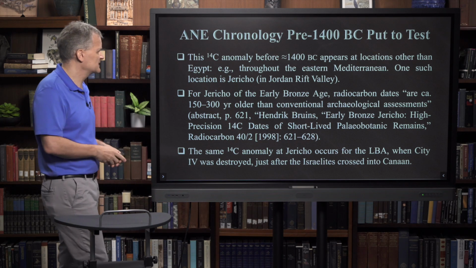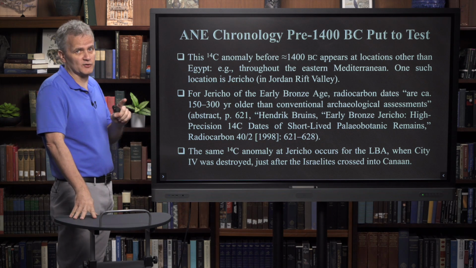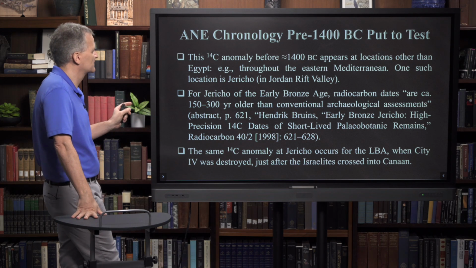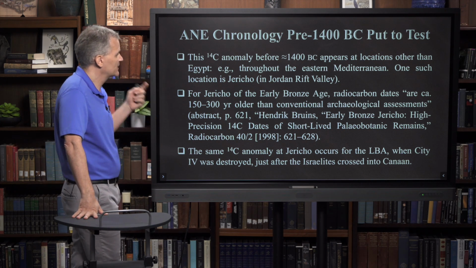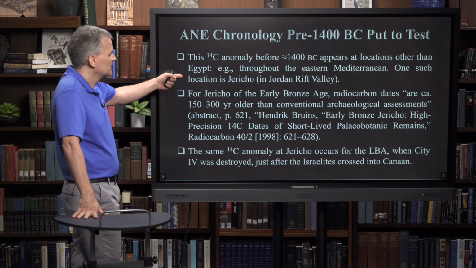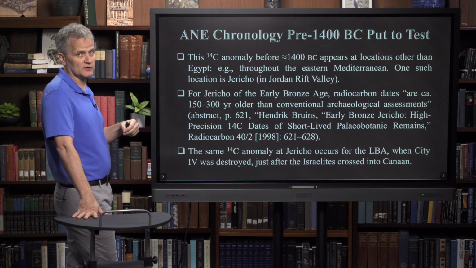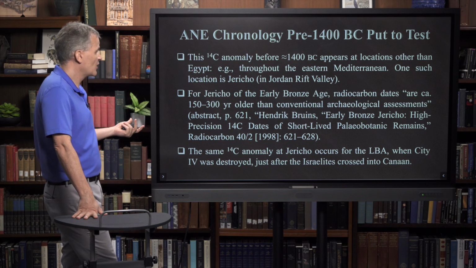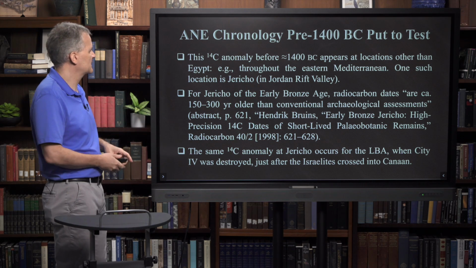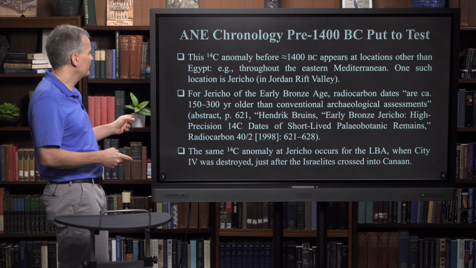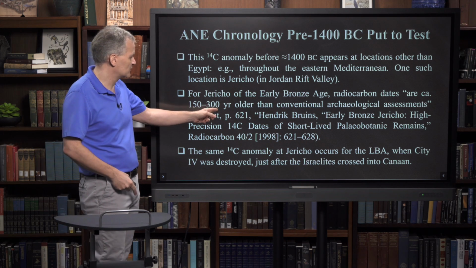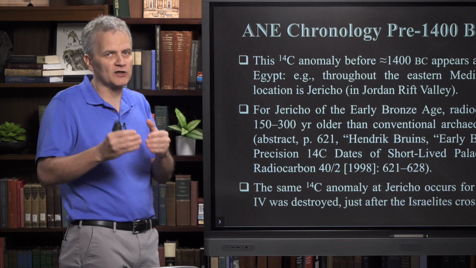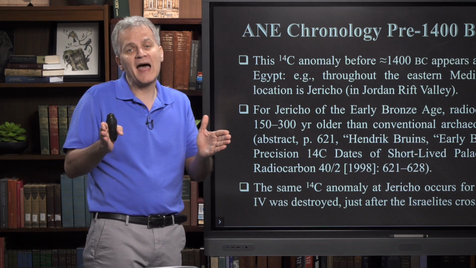So, this carbon-14 anomaly before 1400 BC appears at locations other than Egypt. For example, throughout the eastern Mediterranean. One such location is the site of Jericho that we already looked at in an earlier lesson, which is in the Jordan Rift Valley. For Jericho of the early Bronze Age, radiocarbon dates are 150 to 300 years older than conventional archaeological assessments. Now, the early Bronze Age is going back further in history.